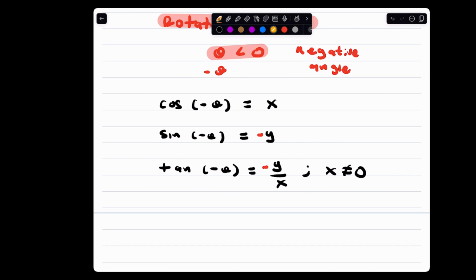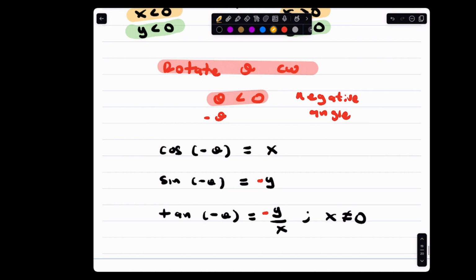Now it gets a little bit better. We already know what the x coordinate represented prior. X doesn't change. There's no change in the x coordinate. So what I want to say to you guys is because there's no change in the x coordinate, we could just say that's the same as cosine of theta. Because it's the same as before. Didn't change.